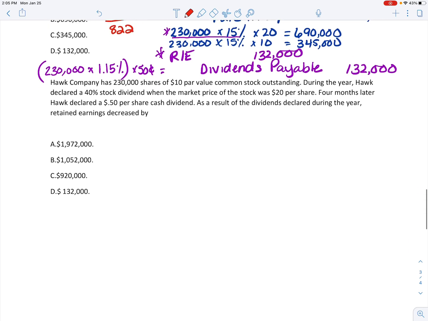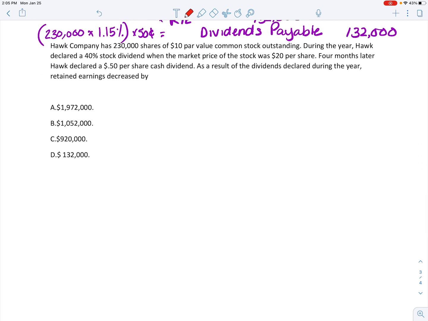So let's look at one more example of that. This one, same information, except that 40% constitutes a large stock dividend. And what impact does that make? So remember, a large stock dividend is recorded at par value, not market value. So again, I highly recommend not trying to just do math, but that you look at those journal entries and see the impact that they have.